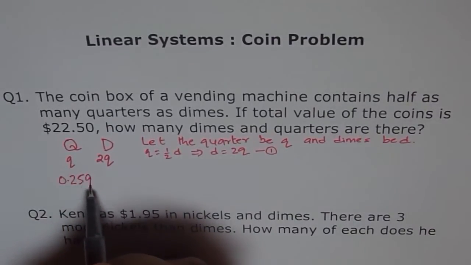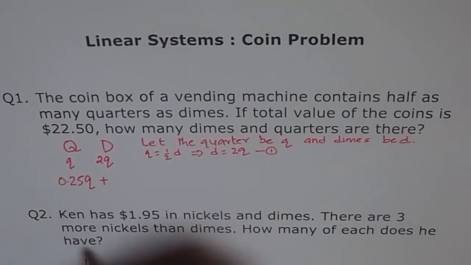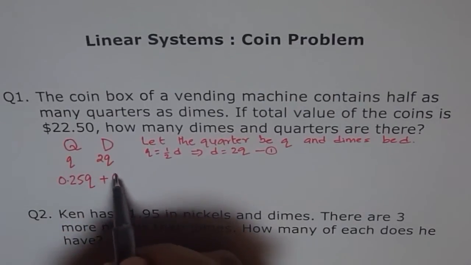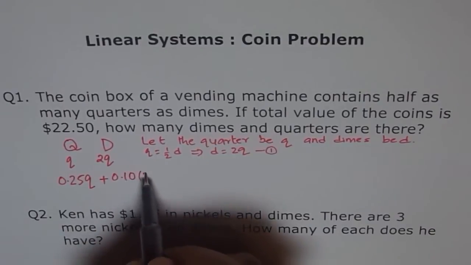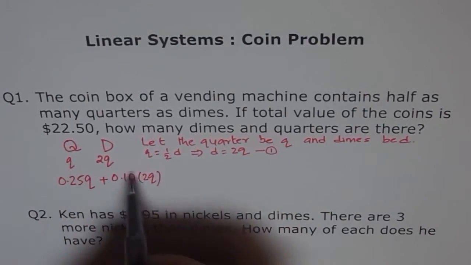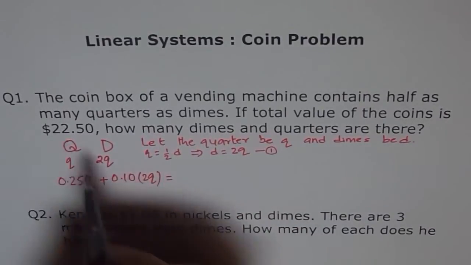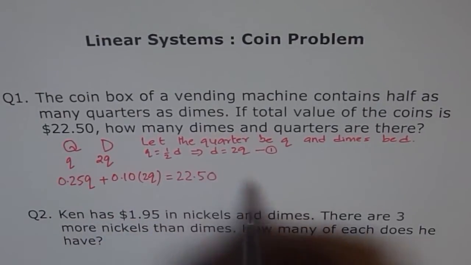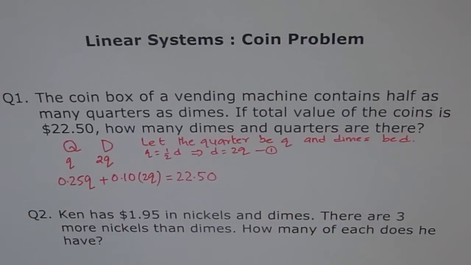Is that okay? And each dime is how much? Each dime is 10 cents. So 10 cents times the number of dimes. Number of dimes are how many? 2Q. So it is 0.10 times 2Q. And total value is how much? Total value is $22.50. Correct? So you get your linear equation in one variable.